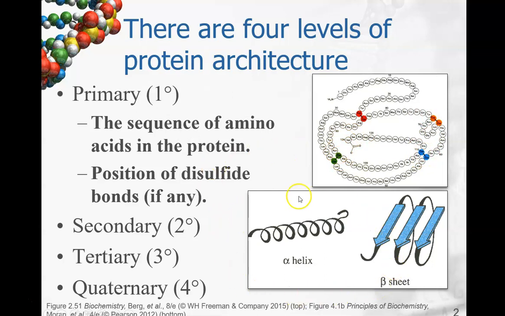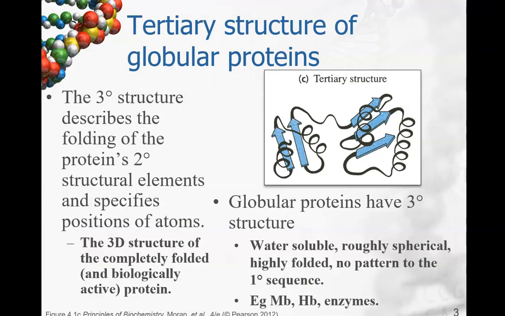Secondary structure, of course, refers to the alpha helix and the beta sheet, and we talked about both of those last time. So today we want to focus on tertiary and quaternary structure. So what's the tertiary structure of globular proteins? Well, first of all, globular proteins, remember, are water-soluble, roughly spherical, highly folded proteins. They're not like the fibrous proteins we talked about last time. There's no pattern to the amino acid sequence, so it's not like the fibrous proteins like collagen. Myoglobin, hemoglobin, enzymes, those are all examples of globular proteins.